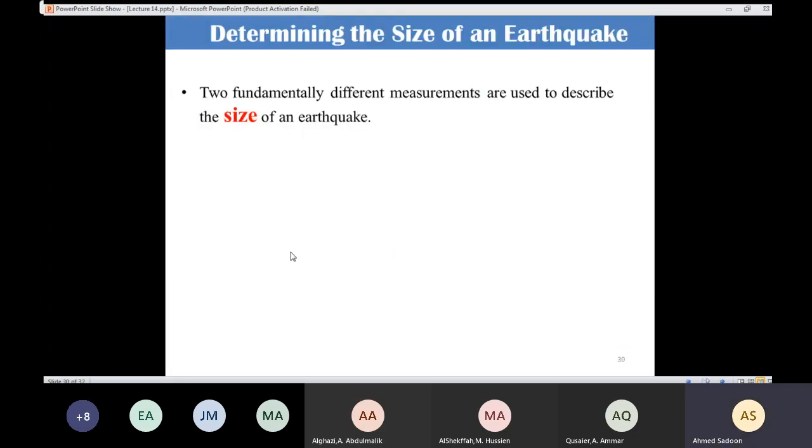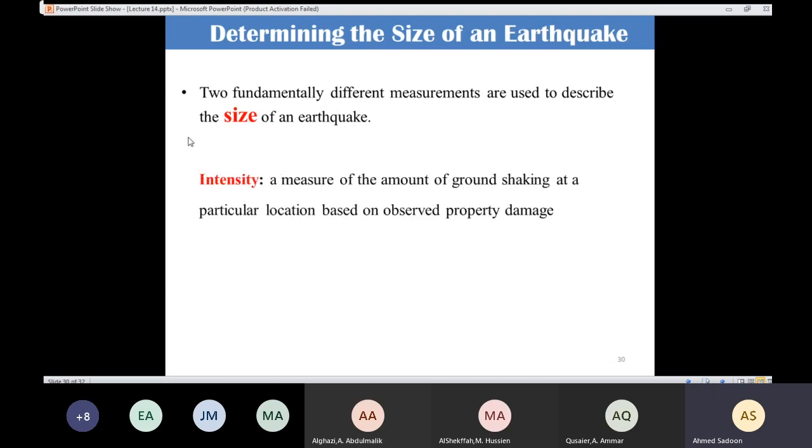So now we need to know how to determine the size of the earthquake. In order to do that, we have 2 fundamentally different measurements. We can use the intensity of the earthquake, which means that we are going to observe the property damage. So when an earthquake hits a certain area, we are going to see how much property has been damaged, and based on that, I'm going to classify the earthquake. And we have a very famous one, which is the Mercalli scale. This scale is based on the intensity.